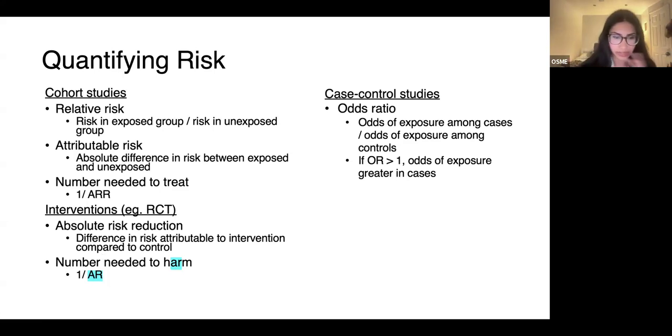So difference in risk for the intervention arm compared to the control arm. And then number needed to harm is 1 divided by the absolute risk reduction.